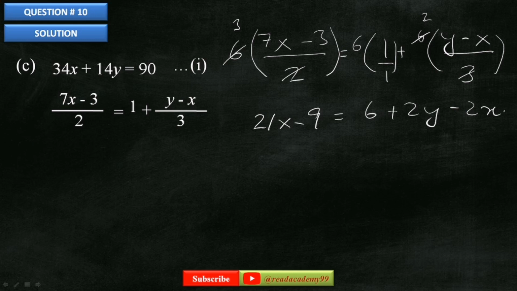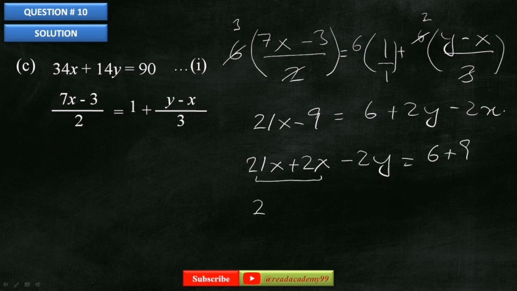Now again, get all the variable terms on the left-hand side. So this becomes 21x plus 2x minus 2y equals 6 plus 9. Adding the like terms, 23x minus 2y equals 15. This is the simplified form. I'm going to replace this equation with the original one.